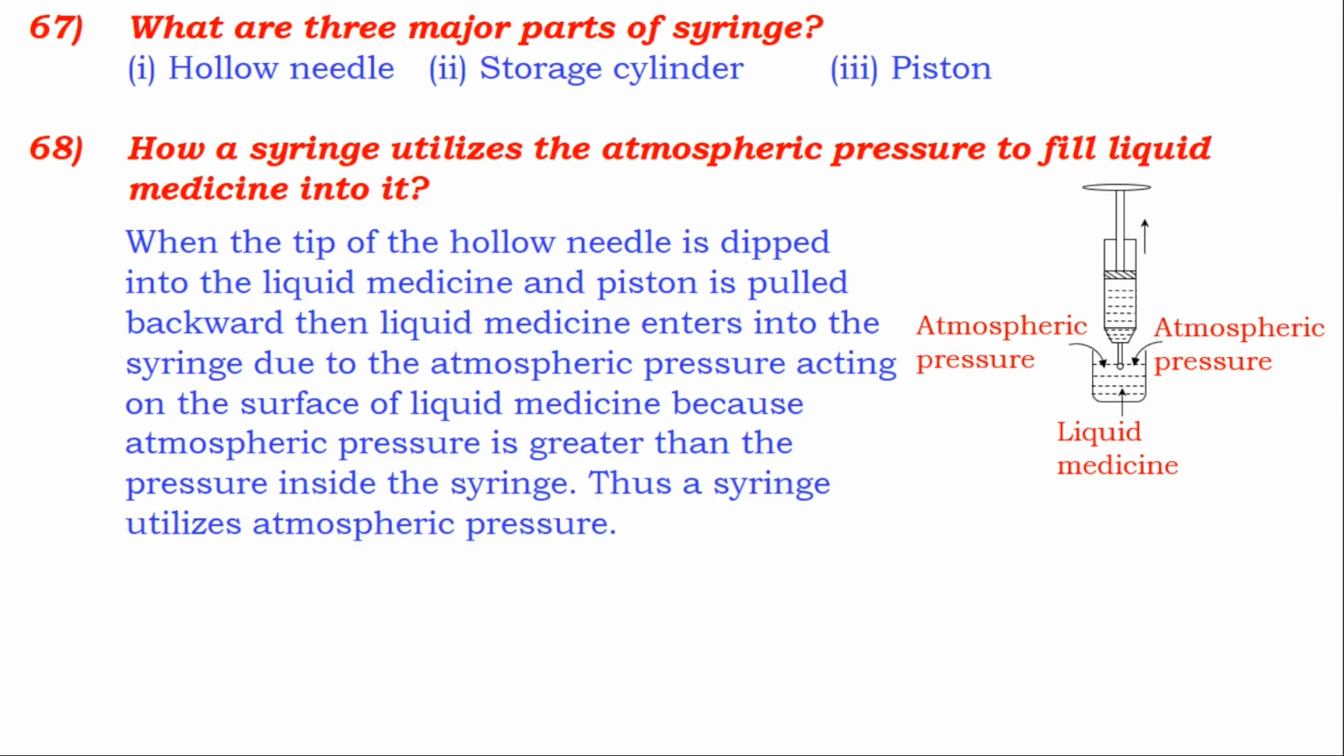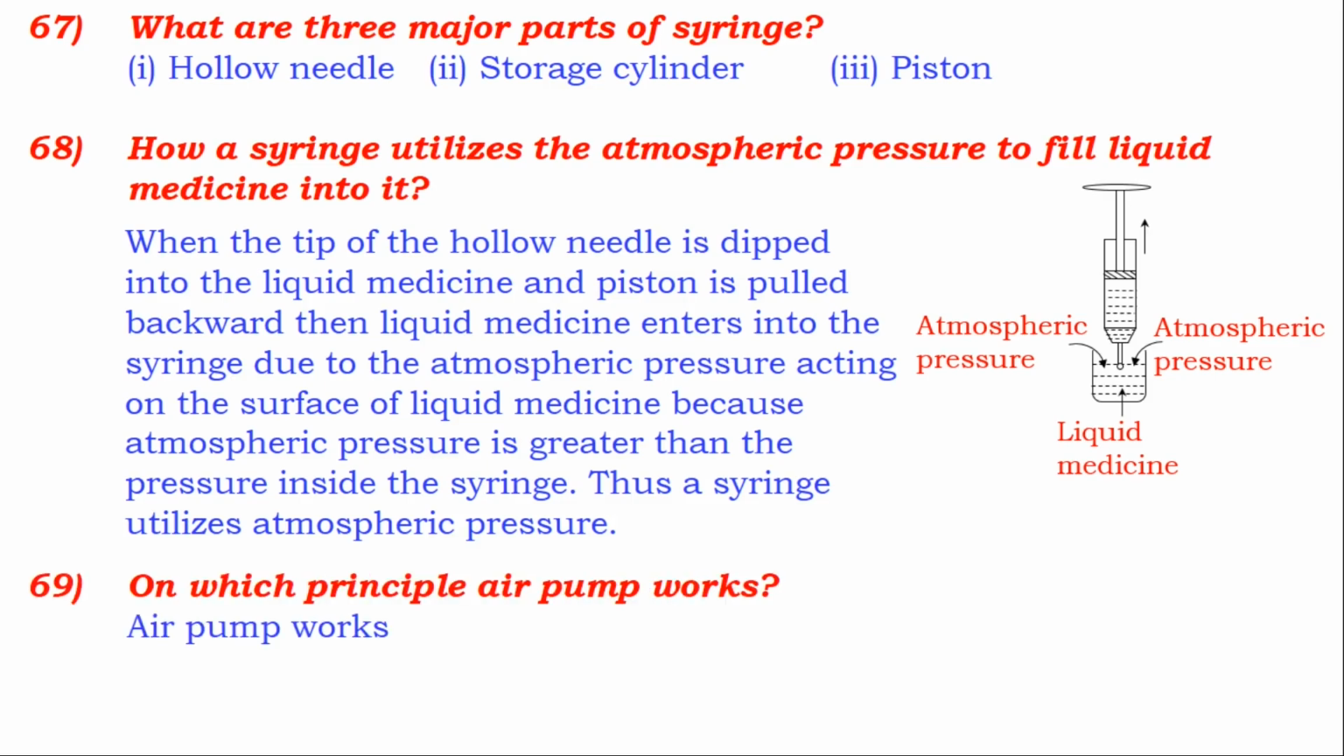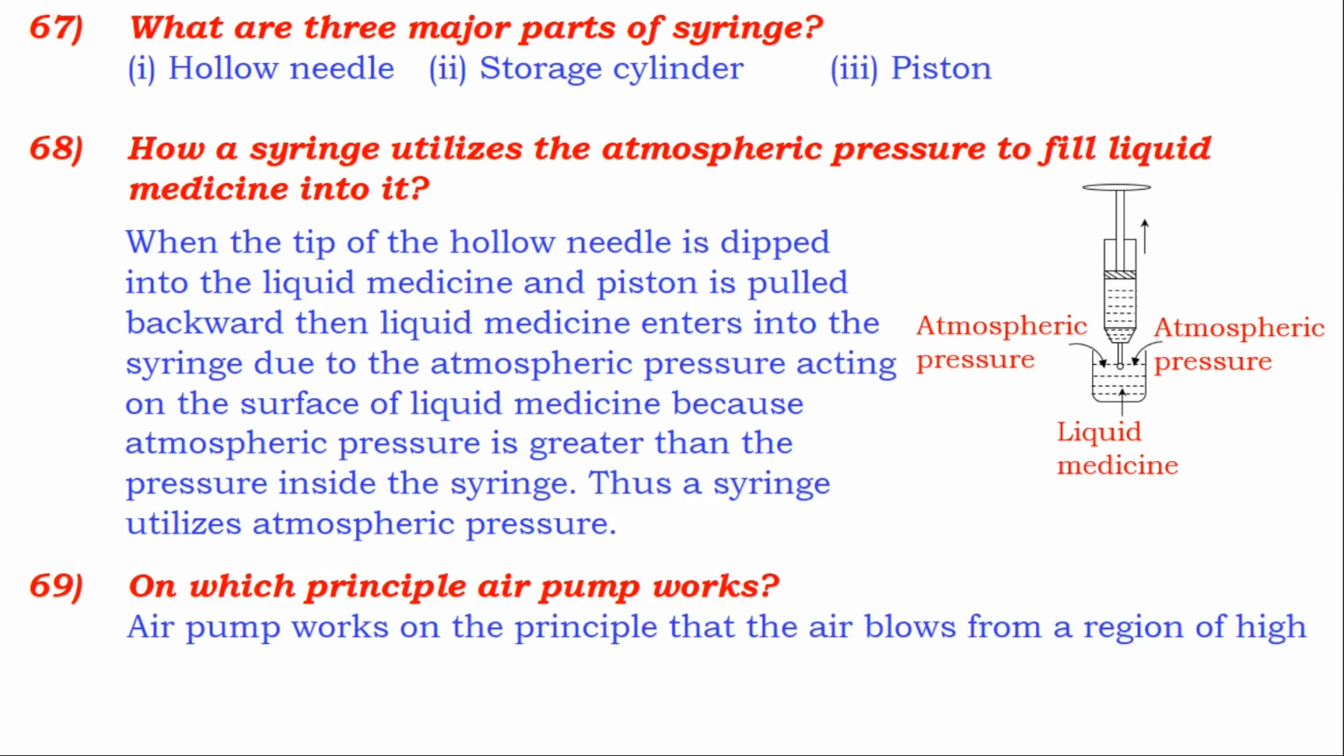Thus, a syringe utilizes atmospheric pressure. Okay, next. On which principle does an air pump work? An air pump works on the principle that air flows from a region of high pressure to a region of low pressure.